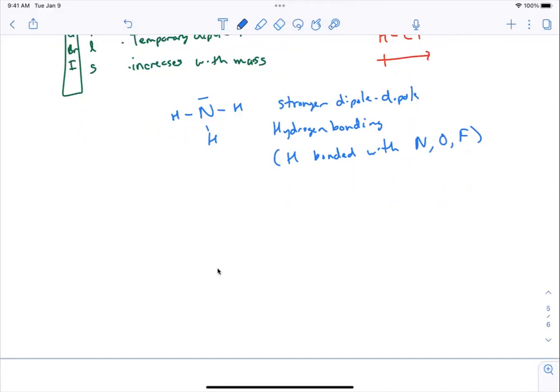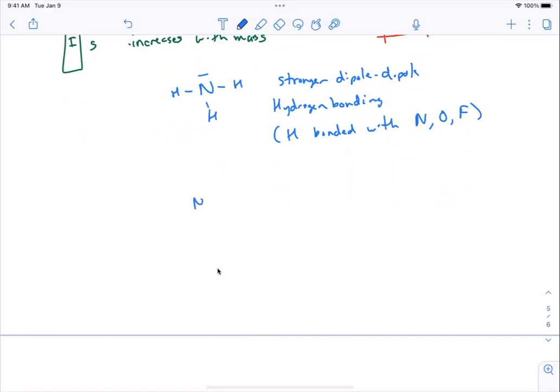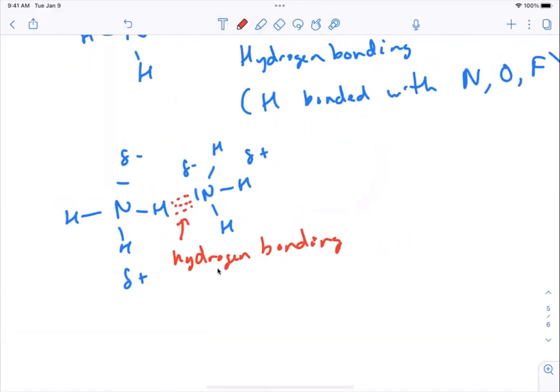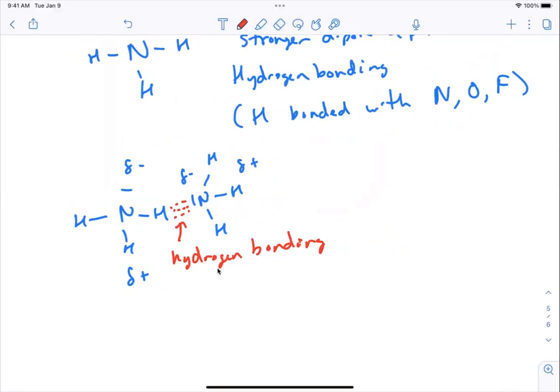So, for example, ammonia, NH3, has N bonded to H. And what you'll see is that when two of these molecules come into contact with each other, there is hydrogen bonding between the very negative part of the nitrogen and the very positive part of the hydrogen on another molecule. So that attraction between the H and the N, that's your hydrogen bonding.